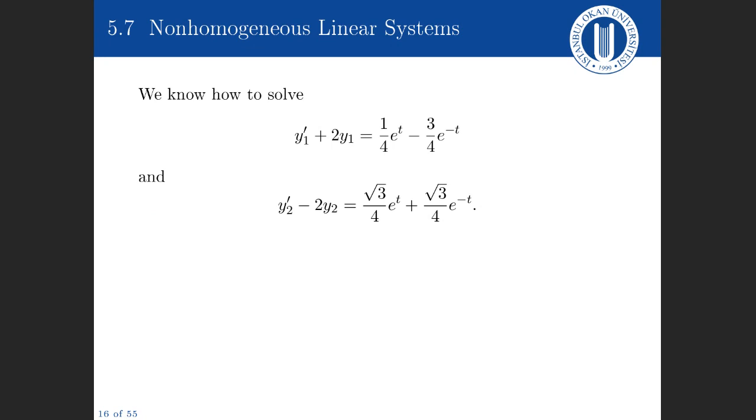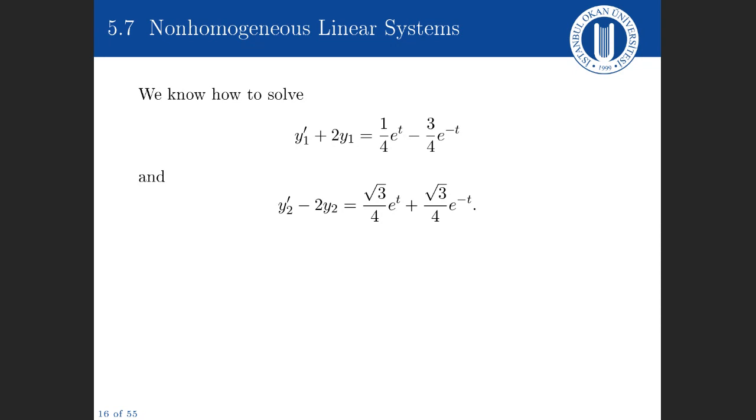Then we have a linear system of two independent first order linear equations. y1 prime plus 2y1 is equal to a quarter e to the power t minus 3 quarters e to the power minus t. And y2 prime minus 2y2 is equal to root 3 over 4 e to the power t plus root 3 over 4 e to the power minus t.